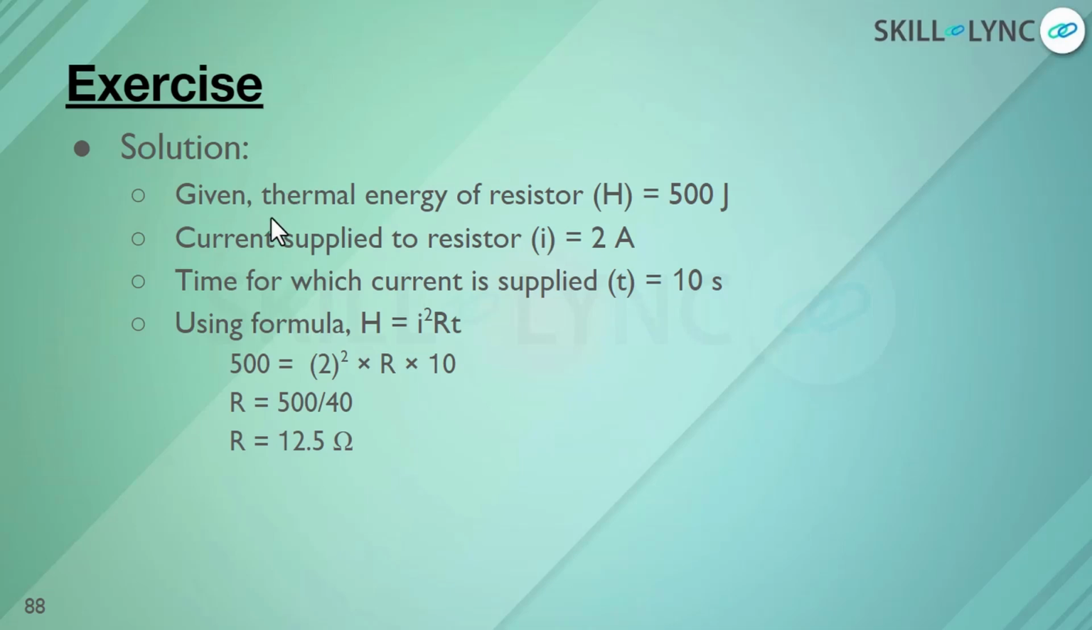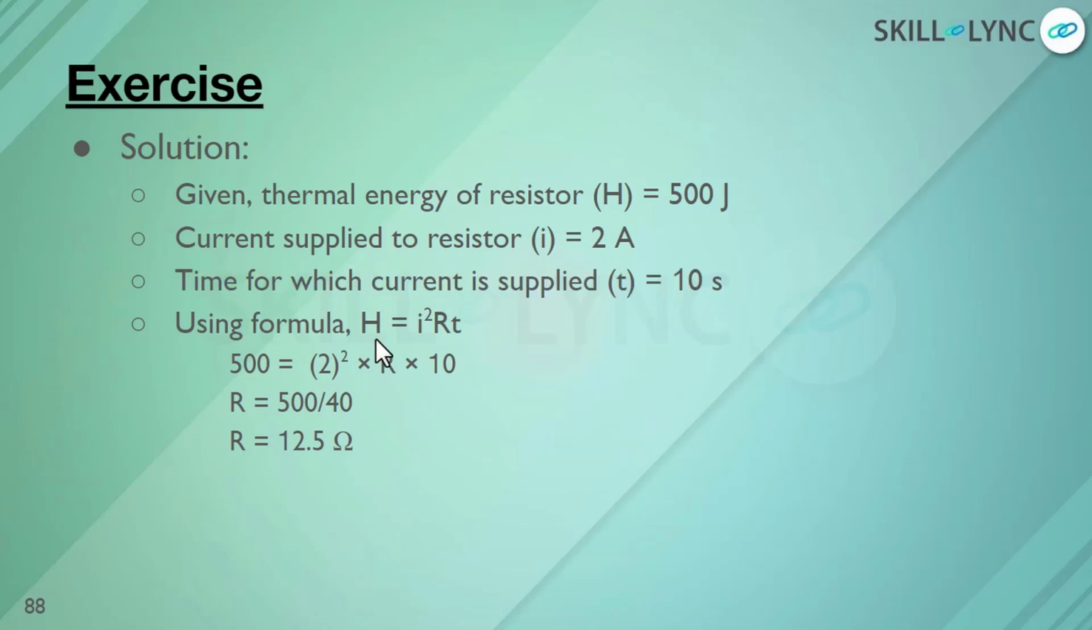The given conditions are as follows. Thermal energy of the resistor is given as 500 joules and we denote it by capital H. The current supplied to the resistor is 2 ampere. We denote it by I. Time for which current is supplied is 10 seconds. We denote it by small t.